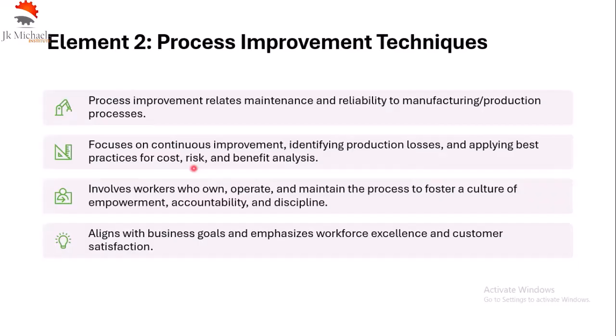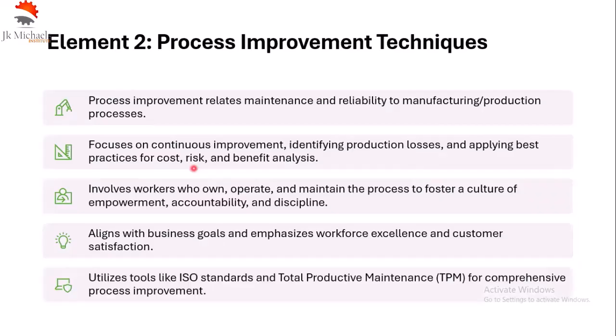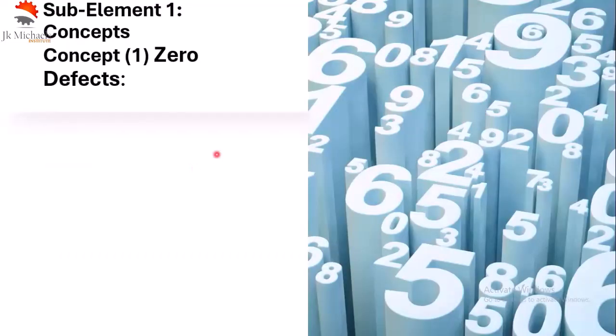Process improvement techniques should, of course, take us closer to our business goals and help us all to work together in a better way and achieve a greater level of employee and customer satisfaction. So we have a couple of tools like ISO standards, ISO 9001, and total productive maintenance for comprehensive process improvement. Now let's look at the concepts.